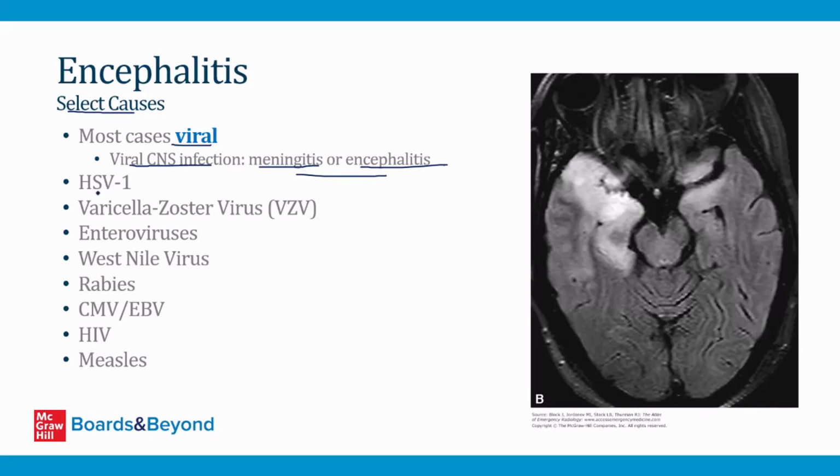So as I said, the big virus that you want to remember for causing encephalitis is HSV1, but some others are listed here. So varicella can do this. Any of the enteroviruses we mentioned earlier can do this. And then there's a bunch of super rare causes I've listed here. I talk about all these pathogens in videos in the ID section, but they can potentially cause encephalitis as well.